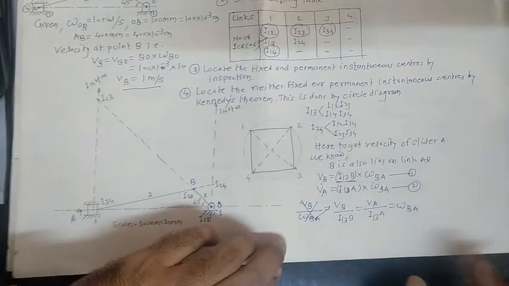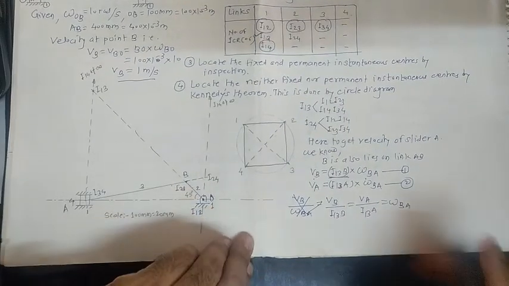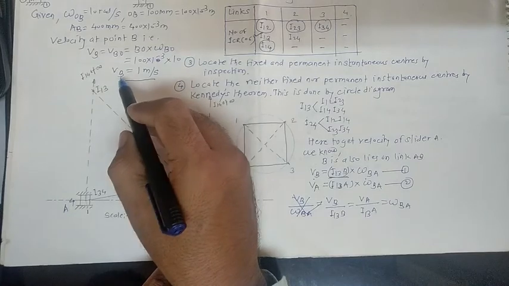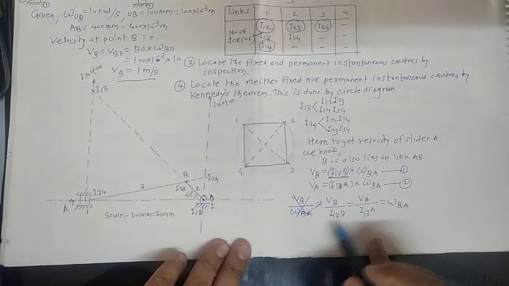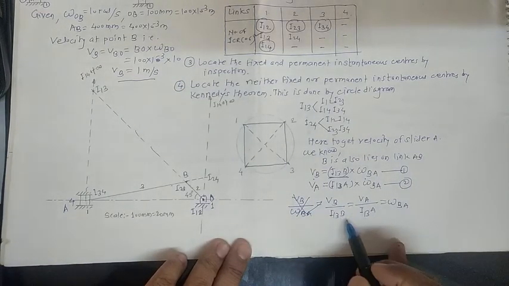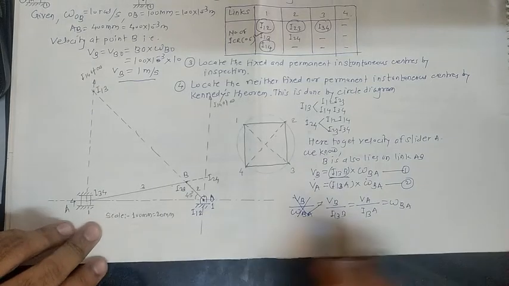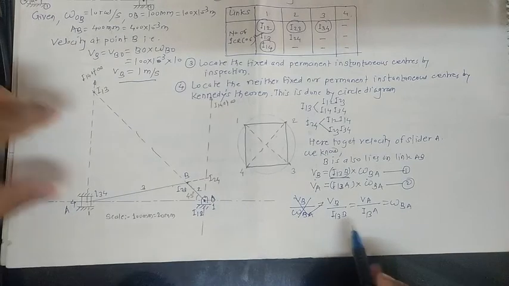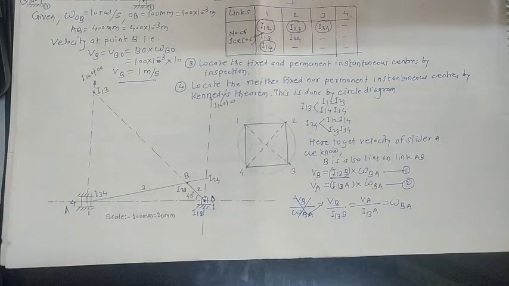Now in this case we already know the value of VB. Now I can get I13B and I13A. Measure these distances directly from this diagram. So I13B, you have to measure with the help of a scale. I13B is here.